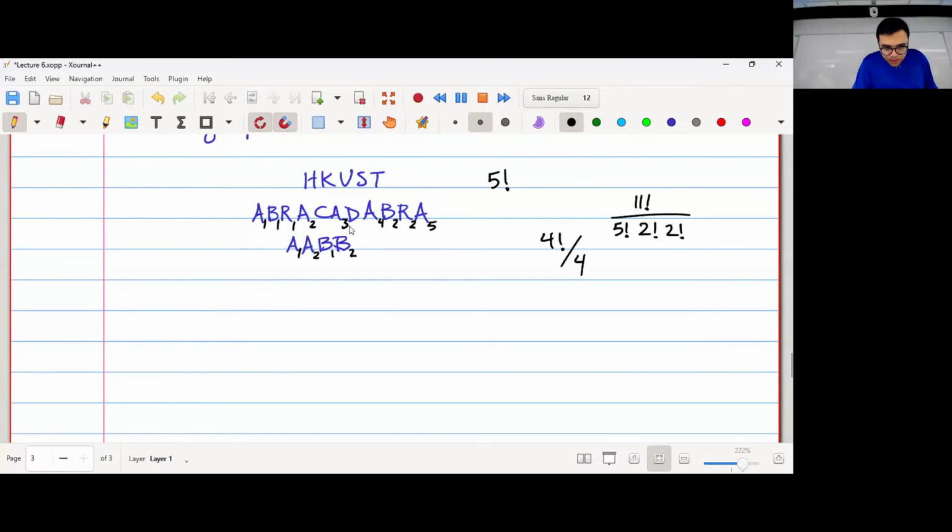Those were the only letters that were repeated, right? Yeah, so my answer is actually this. It's 11 factorial over 5 factorial, 2 factorial, 2 factorial.